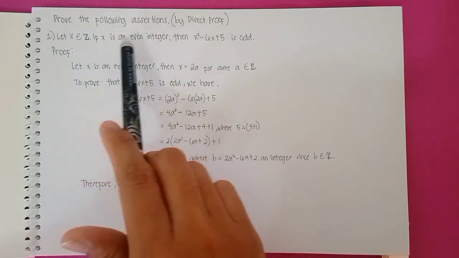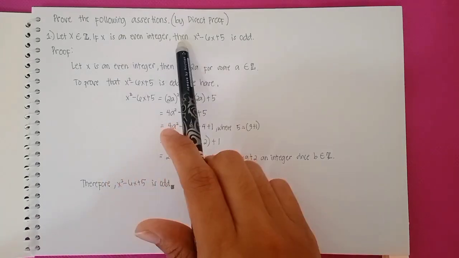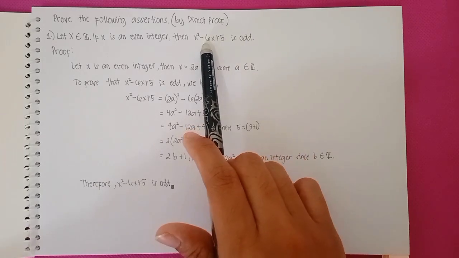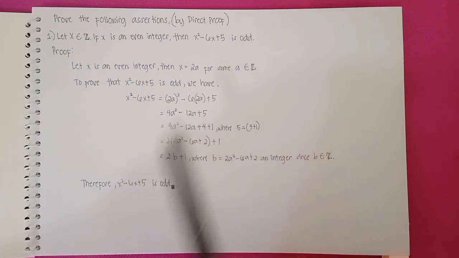If x is an even integer, which is our assumption here or hypothesis, then x squared minus 6x plus 5 is odd, which is our conclusion. So this is what we need to show. As in a direct proof, we assume that the antecedent is true and show that the consequent is true.